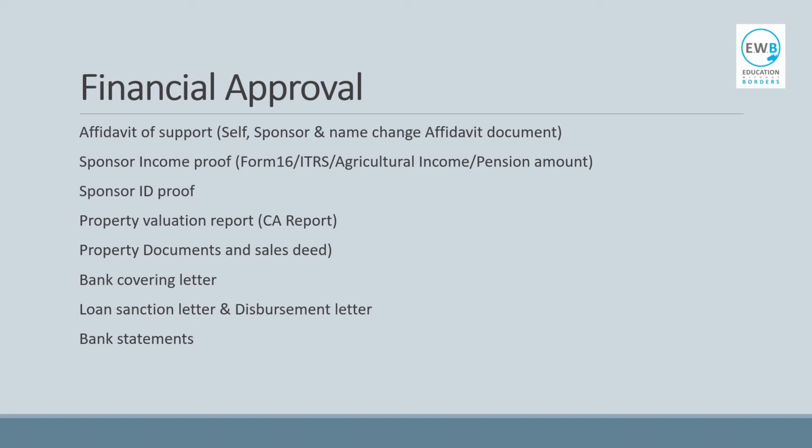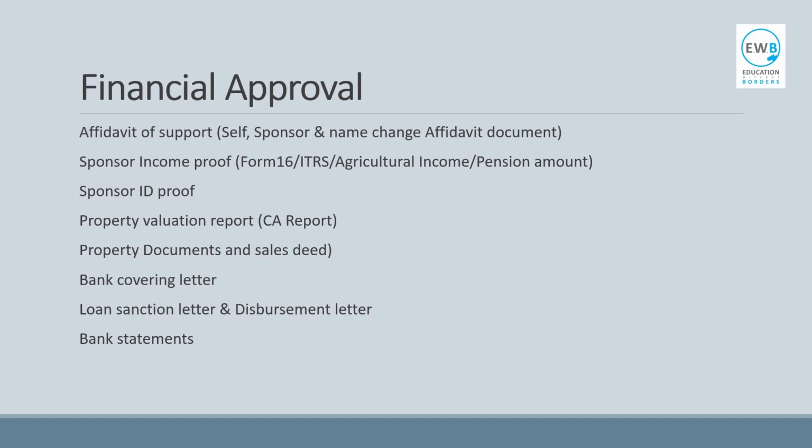Other financial documents that you may need to provide, or not so much financial documents, but just documents in general, may be things such as an affidavit of support from yourself to declare that the funds are yours, a sponsor declaration, or if, for example, you have a name change, you may need to provide a document for this as well, such as a marriage certificate. Any sponsor income proof that they've sponsored you, you may need to complete a Form 16, ITRs, or agricultural income, or provide pension amounts.